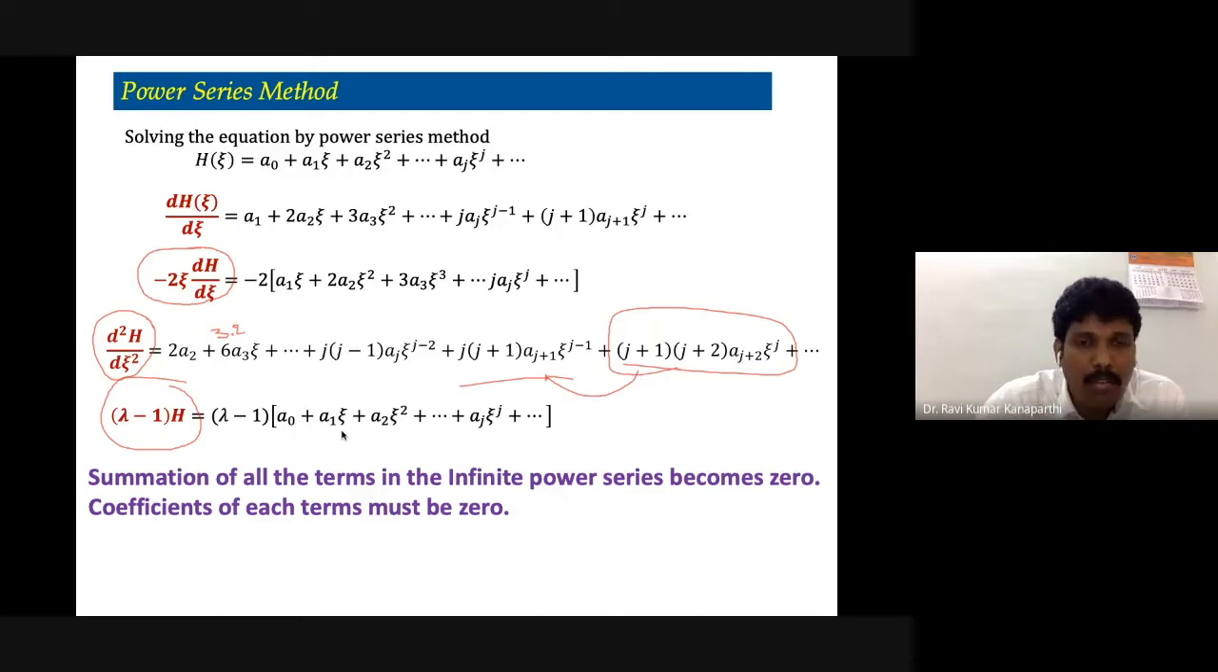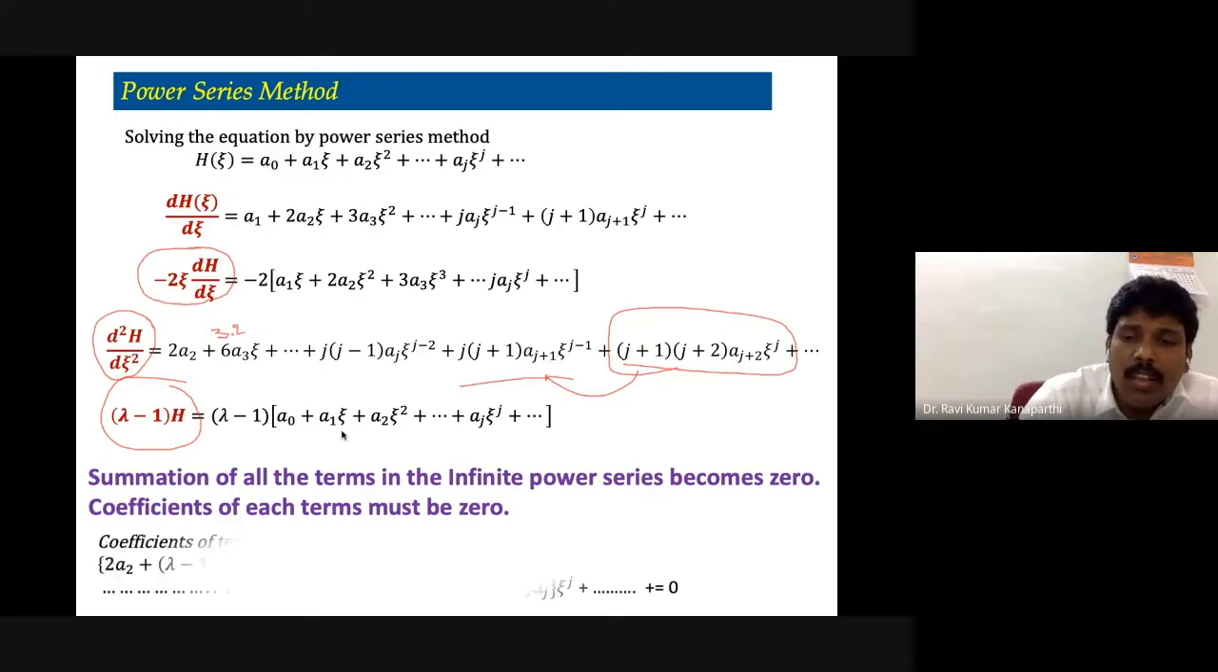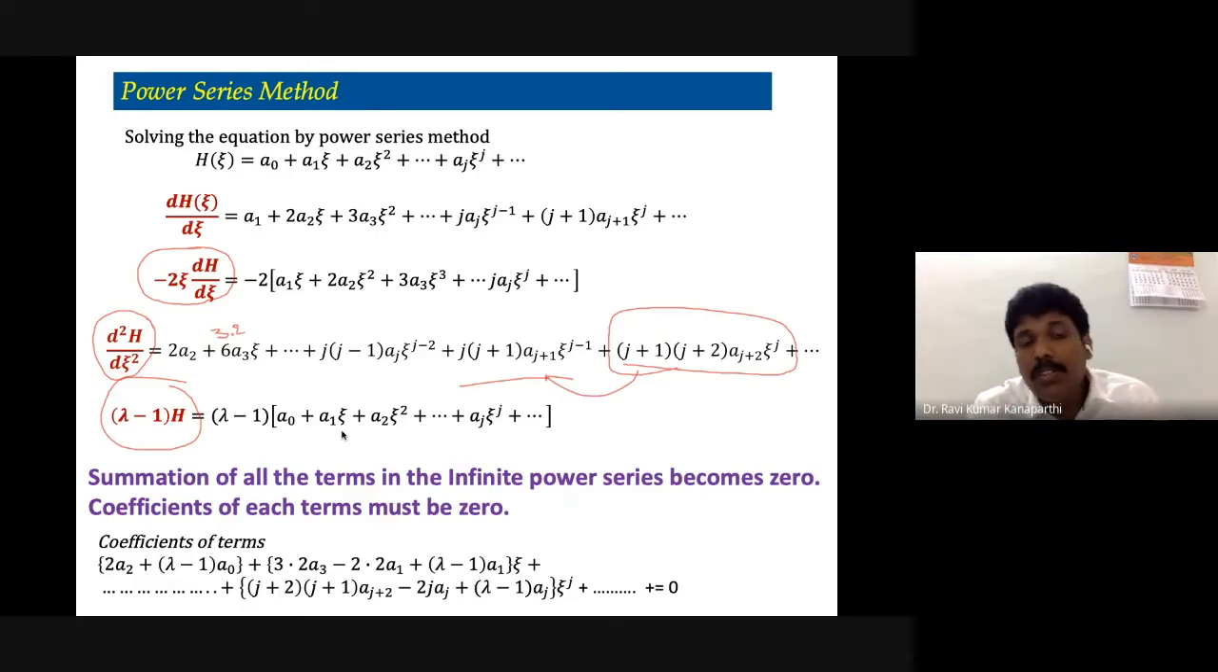Otherwise, that cannot satisfy the equality notation. So therefore, it is a simple logic that the coefficients in the infinite power series have to be 0. Only then does that particular equality actually satisfy. Otherwise, it cannot be acceptable.